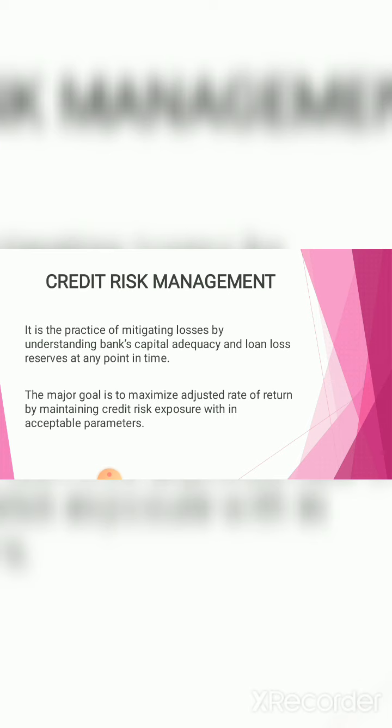Credit risk management. What is credit risk management? It is the practice of mitigating losses by understanding banks' capital adequacy and loan loss reserves at any point in time. The major goal is to maximize the risk-adjusted rate of return by maintaining credit risk exposure within acceptable parameters.